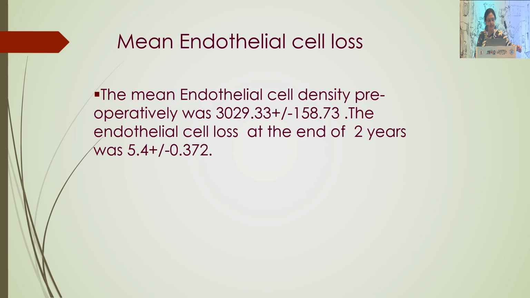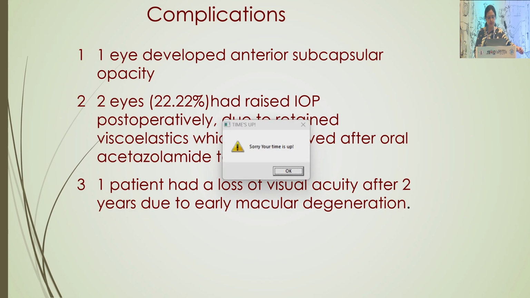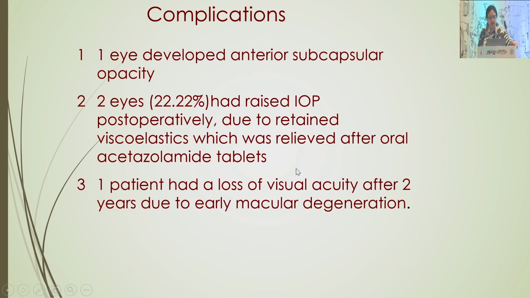The mean endothelial cell density preoperatively was 3,000 and odd, and at the end of 2 years there was only a loss of about 5.4. In our series, just one patient developed anterior subcapsular opacity, which didn't really need any surgical intervention. This could have been because of some retained viscoelastic. And 2 eyes had raised intraocular pressure postoperatively due to retained viscoelastic, which was relieved after oral acetazolamide. One patient had a loss of visual acuity after 2 years due to early macular degeneration.